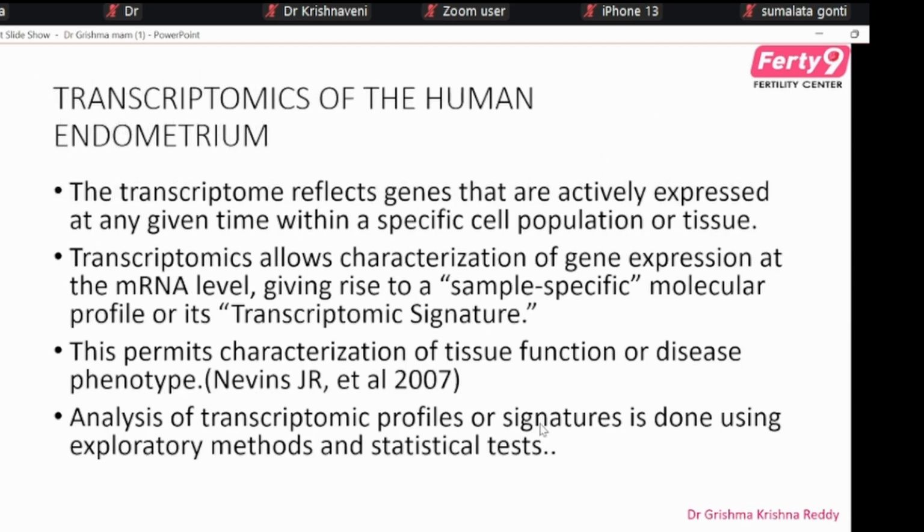Then transcriptomics of the human endometrium. The transcriptome reflects genes that are actively expressed at any given time within a specific cell population or tissue. So it allows characterization of gene expression at the mRNA level, giving rise to a sample-specific molecular profile or transcriptomic signature. So analysis of transcriptomic profiles is done.